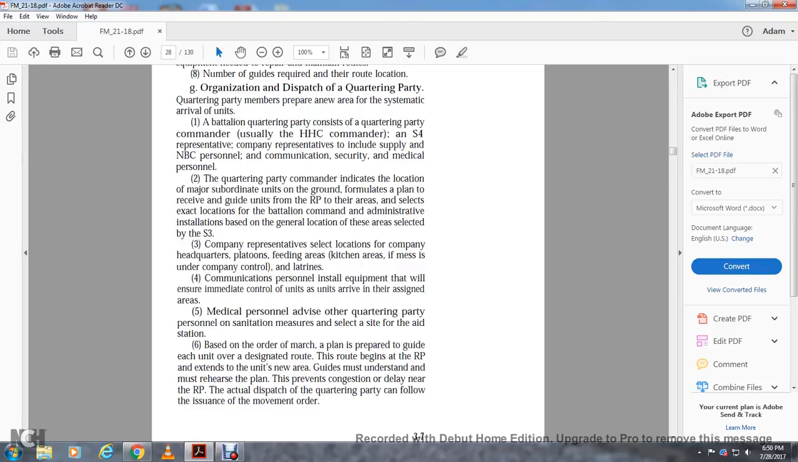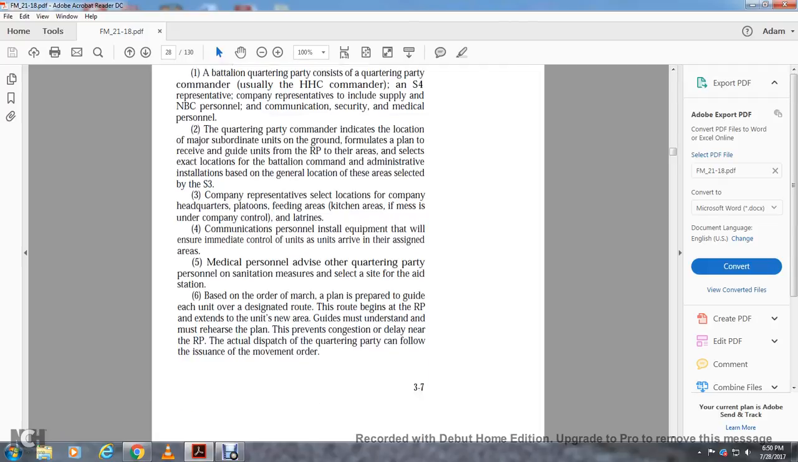Based on the order of the march plan, guides are planned for each of the units on the designated route. The route begins at the RP and extends to the unit's new area. The guides must understand that they must rehearse the plan to prevent congestion and delay at the RP. The actual dispatch of the quartering party can follow the issuance of the movement order.